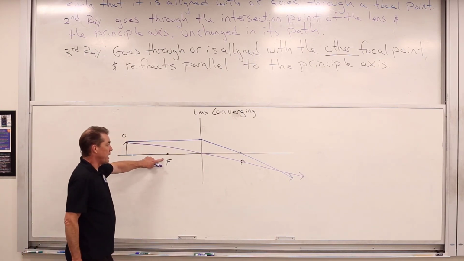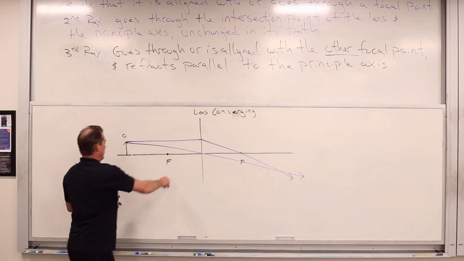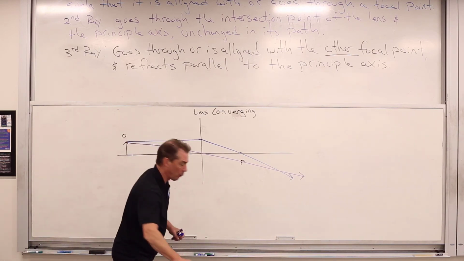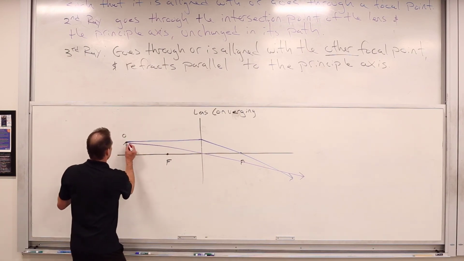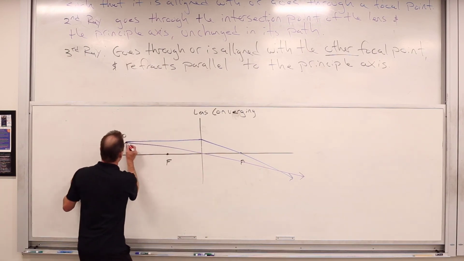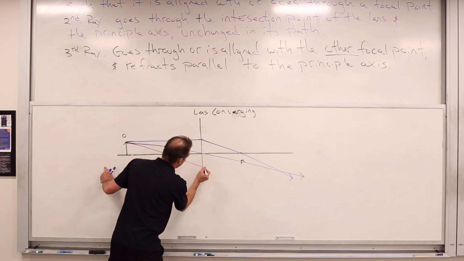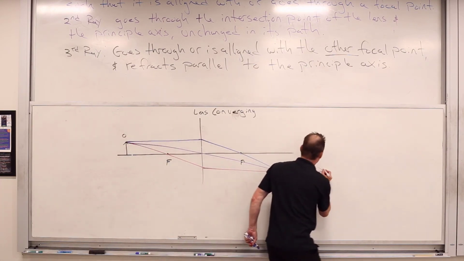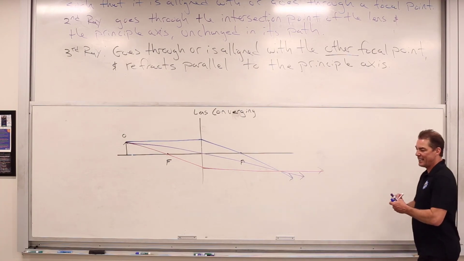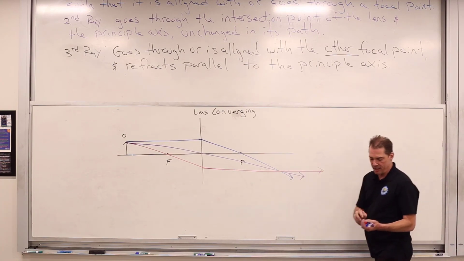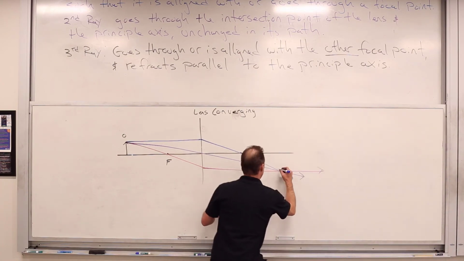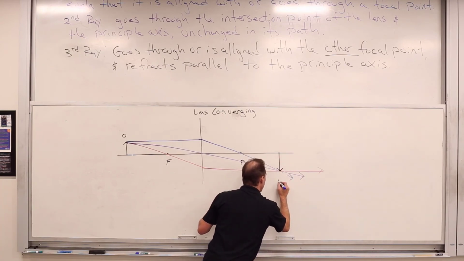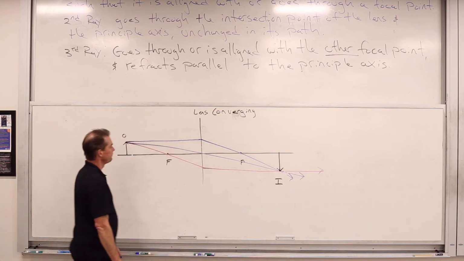We haven't used this one yet. We've already used this one. So guess what? We've got to use that one. I'm going to switch this to a red color. Now we go through the focal point, and then it refracts parallel to the principal axis. There it goes. What do we get? They all physically intersect right here at the location of our image.